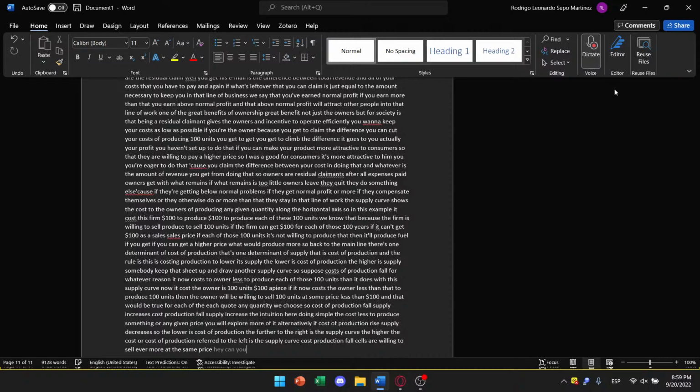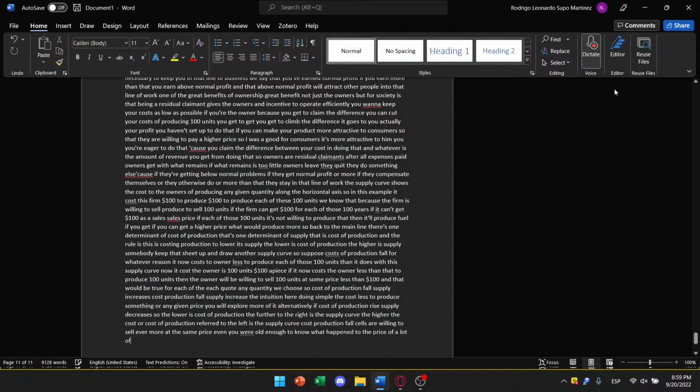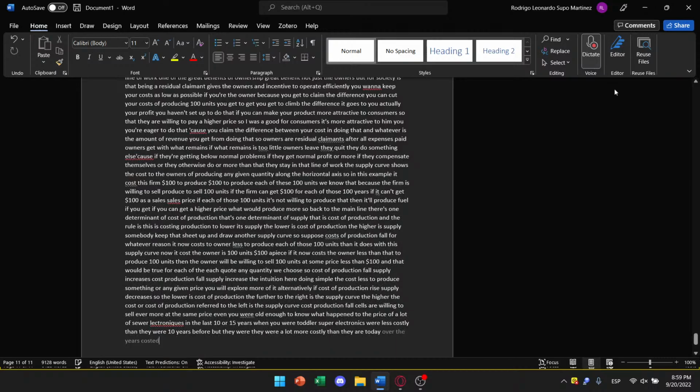Even you are old enough to know what happened to the price of a lot of consumer electronics in the last 10 or 15 years. When you were a toddler, consumer electronics were less costly than they were 10 years before, but they were a lot more costly than they are today. Over the years, the cost of producing consumer electronics has fallen, so the supply is going way up. For any given price, people will simply produce a lot more.